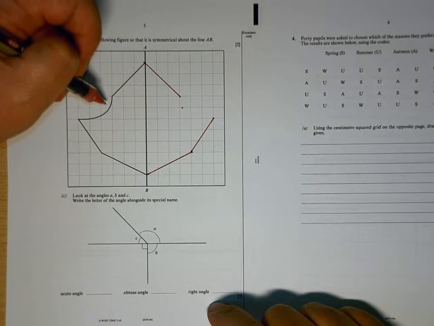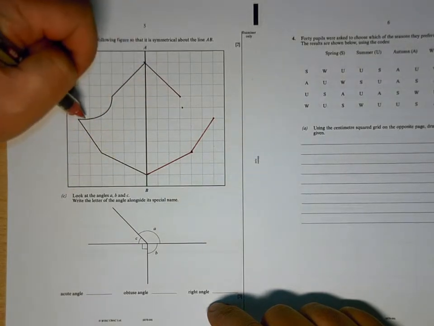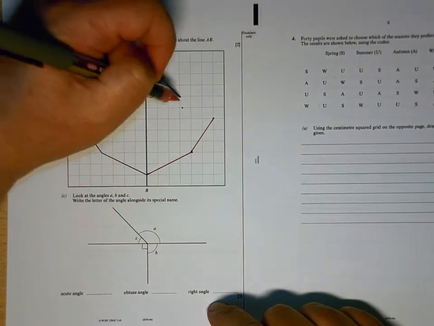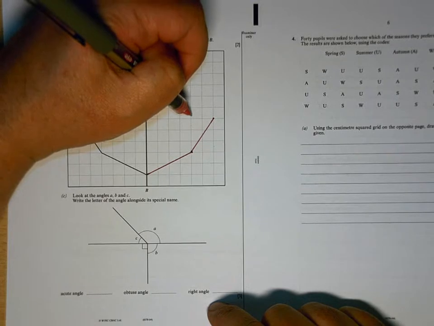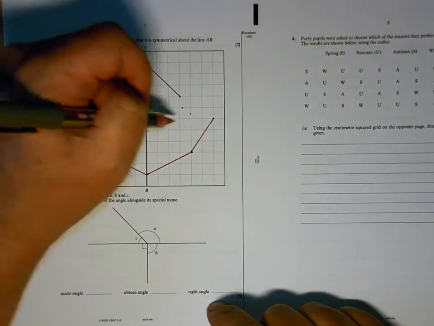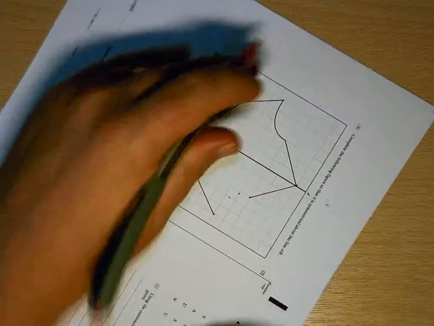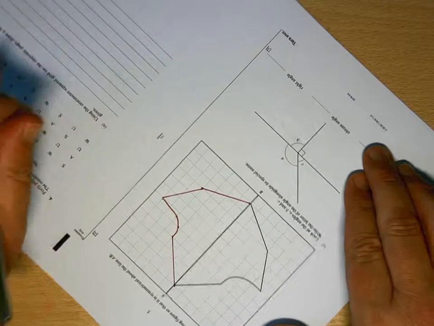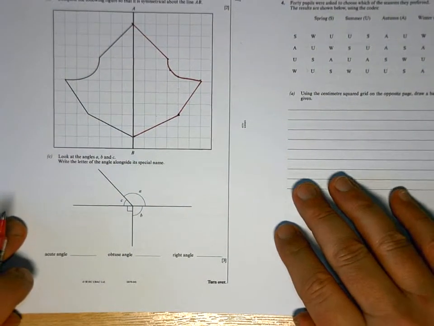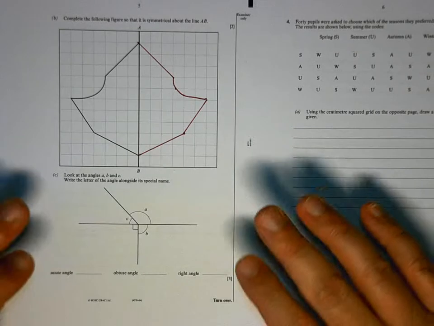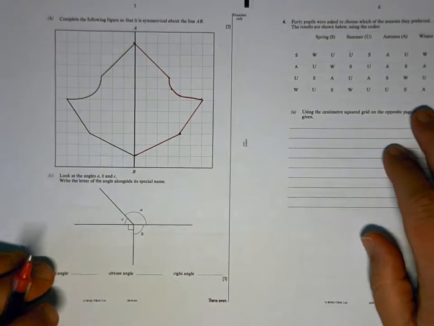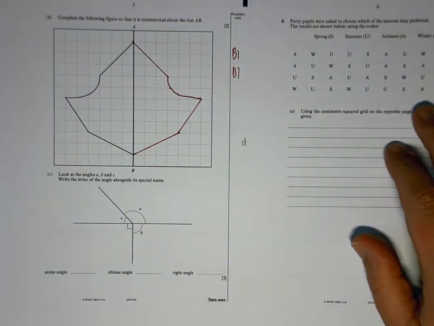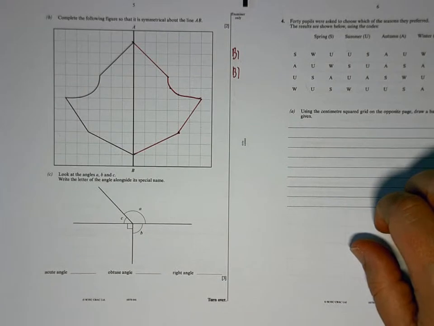Then it comes around, so to there, to there, and then across. So what you've got is a line, a curve that's going like that. Okay, it's not perfect, it doesn't have to be, as long as you've got the general gist of it. So you get 1 mark for getting all the straight lines and 1 mark for a reasonable attempt of the curve.